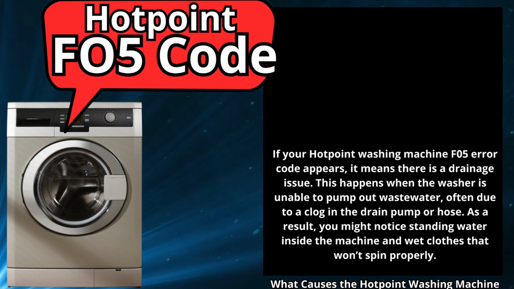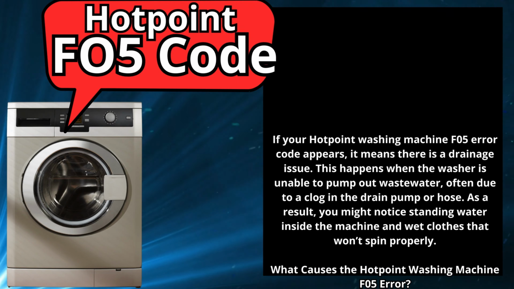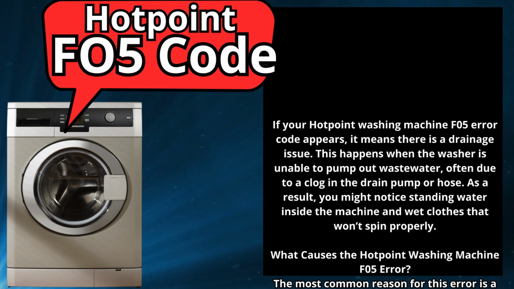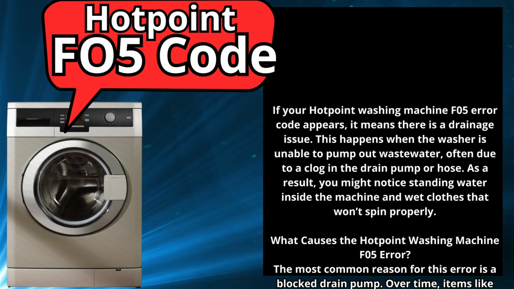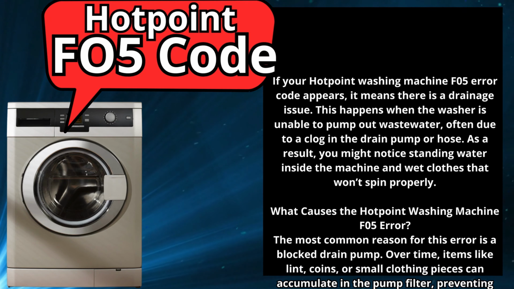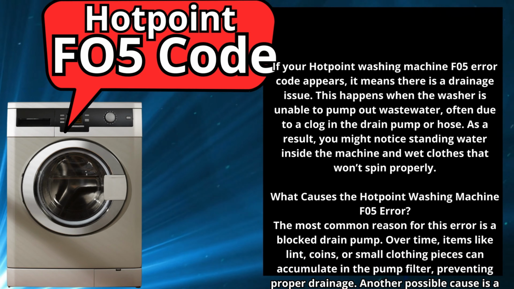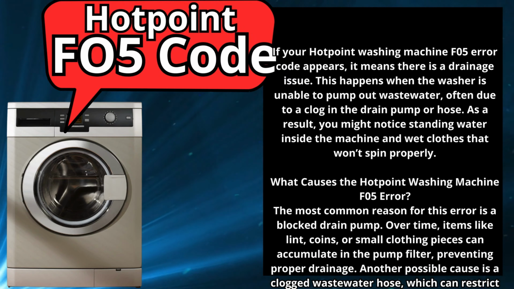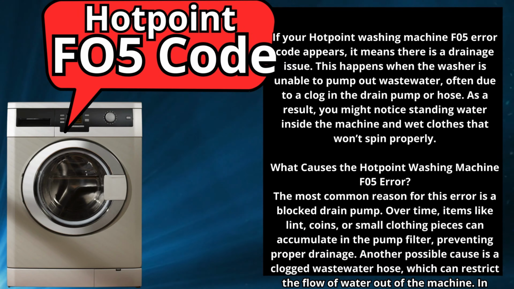If your Hotpoint washing machine F05 error code appears, it means there is a drainage issue. This happens when the washer is unable to pump out wastewater, often due to a clog in the drain pump or hose. As a result, you might notice standing water inside the machine and wet clothes that won't spin properly.